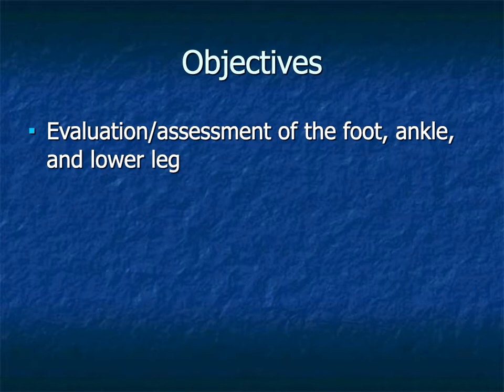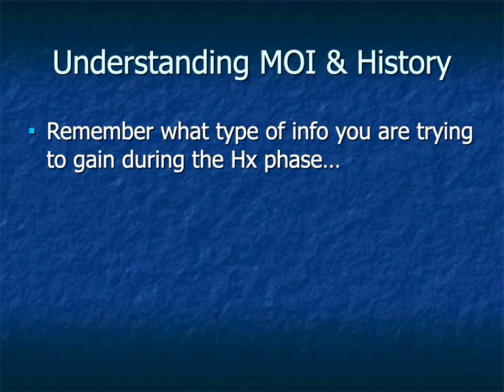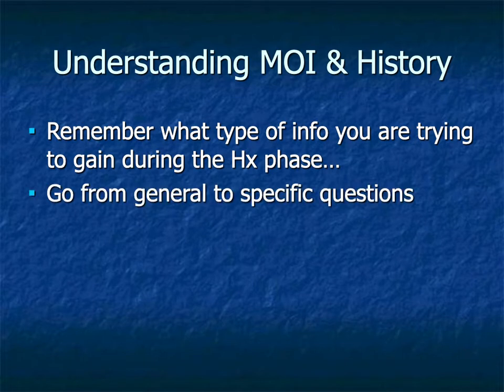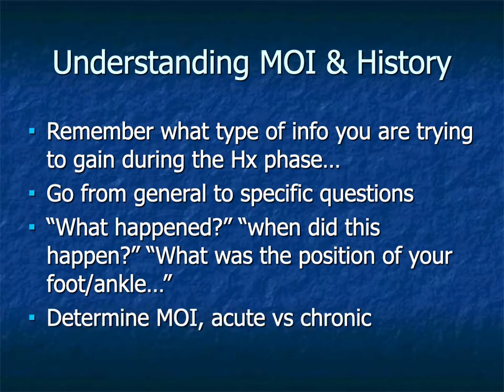So let's get started. The first step is understanding the mechanism of injury and history. What we're trying to do here is get information to understand what happened. The type of information we're getting during our history phase, we want to go from general questions to specific questions. What happened? When did this happen? What was the position of your foot and ankle when you got hurt? Those type of things. You're trying to determine what happened.